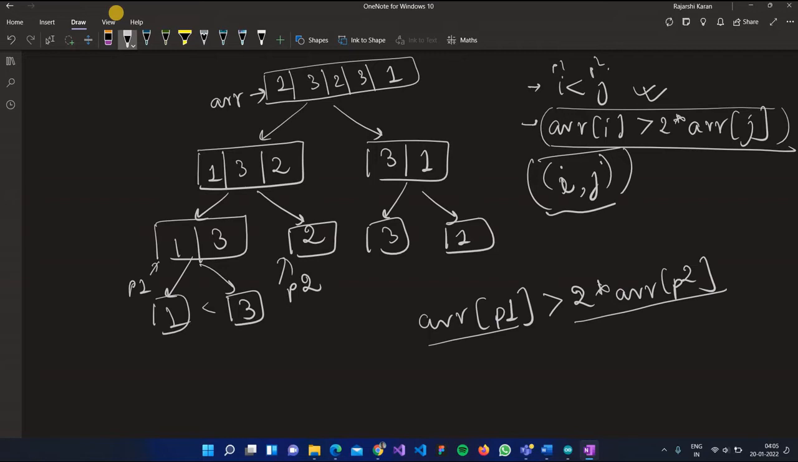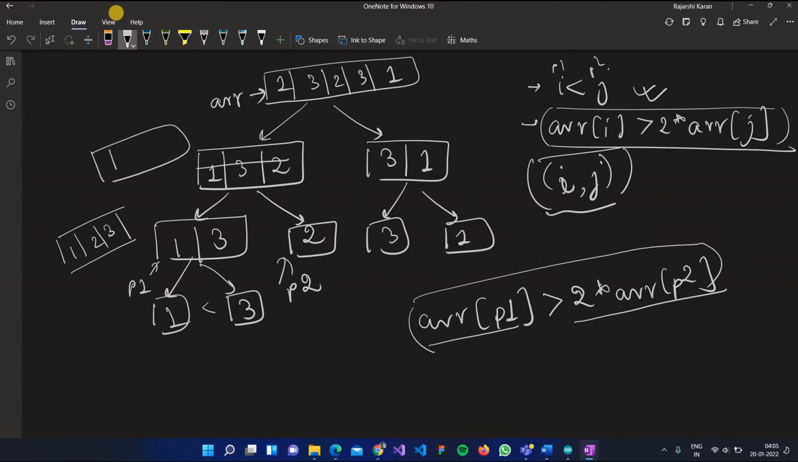Okay, and this condition we will try to satisfy when we merge these both sections. So now as you can see, when we try to merge this, we will get 1 2 3. So we will get the final array as 1 2 3. But as you can see here, no such pairs of P1 and P2 will exist which satisfy this specific condition.